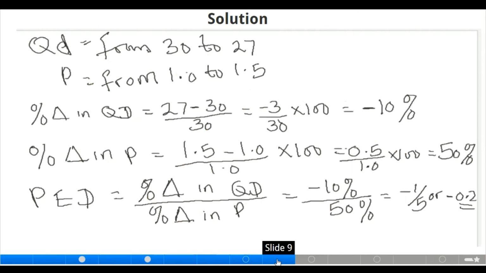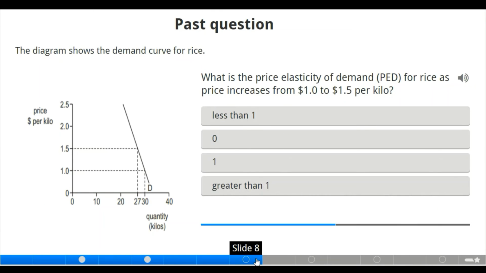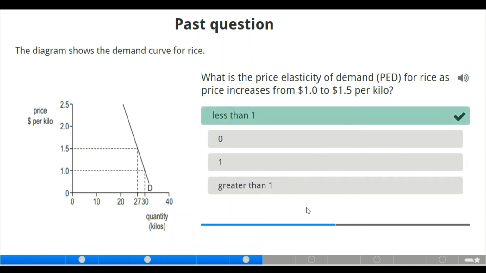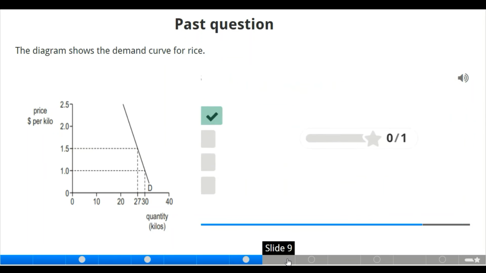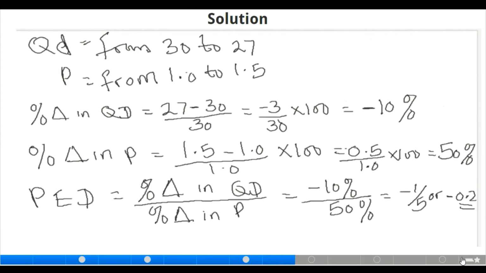Now let us move to our options here. Our answer here is 0.2. Now for us to know the answer, let us check the options. What is the price elasticity of demand? We have less than 1, 0, 1, greater than 1. Of course our answer is less than 1 because we have 0.2. That's correct.